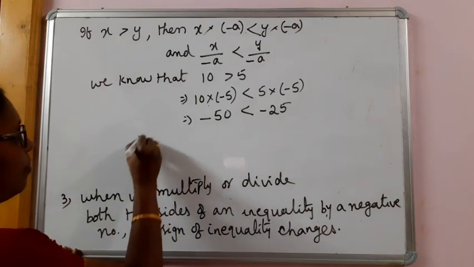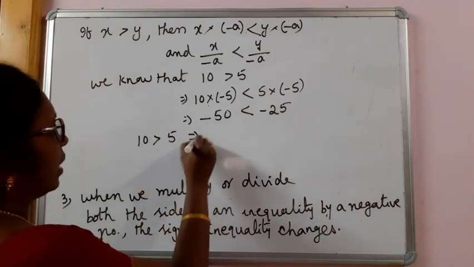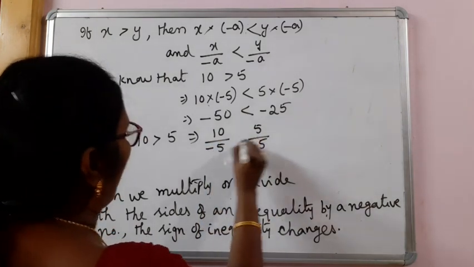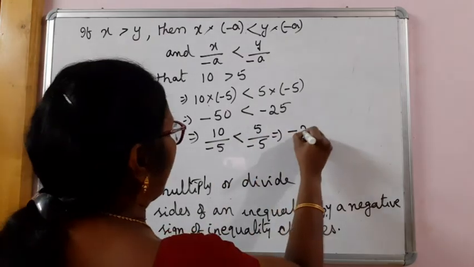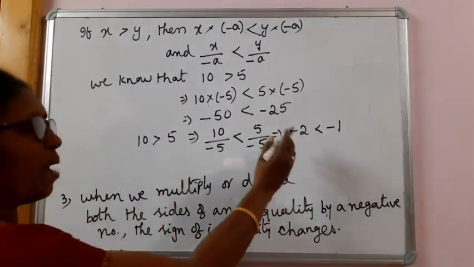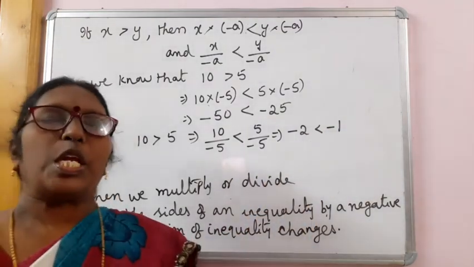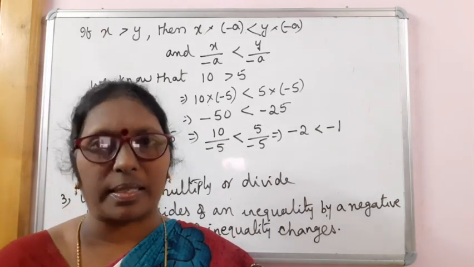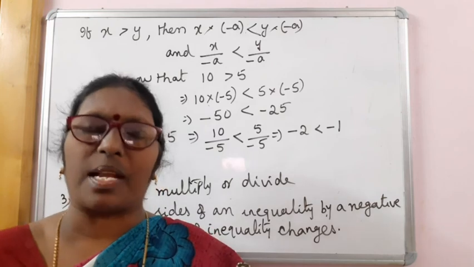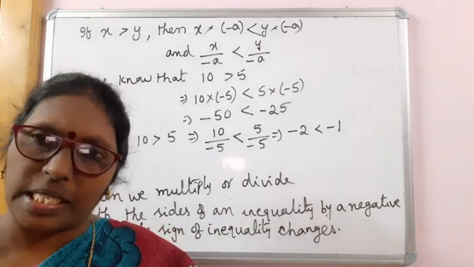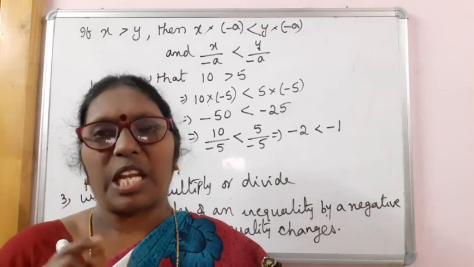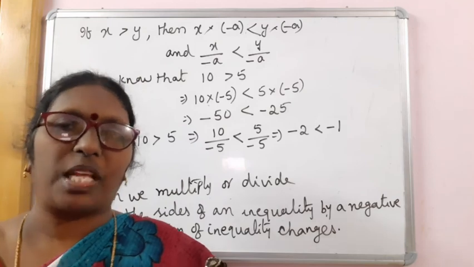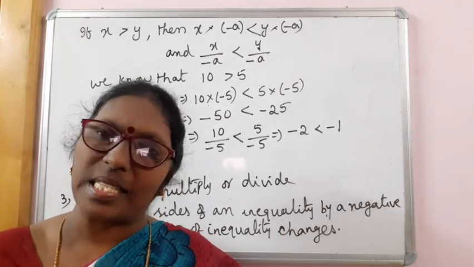Same way for division. 10 is greater than 5. That implies 10 divided by minus 5, here 5 divided by minus 5. Less than, I told you already. So minus 2 is less than minus 1. So minus 2 is smaller than minus 1. So in inequations, you have to remember when we multiply or divide both the sides by a negative number, the sign of inequality changes. There you have to be careful. If that point you are able to remember well and apply well, it will be very easy for you. There will be no confusion. I hope this is clear to you.